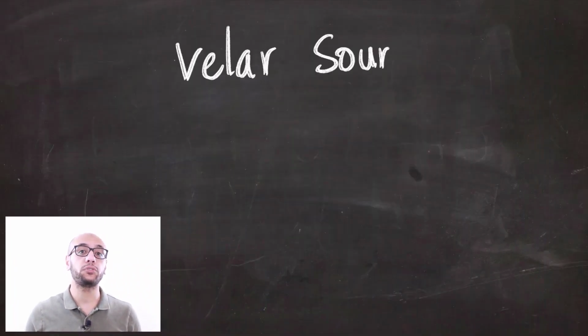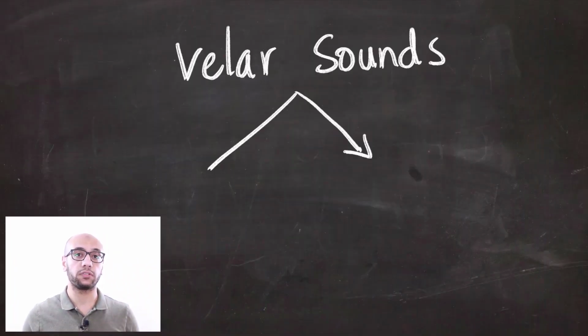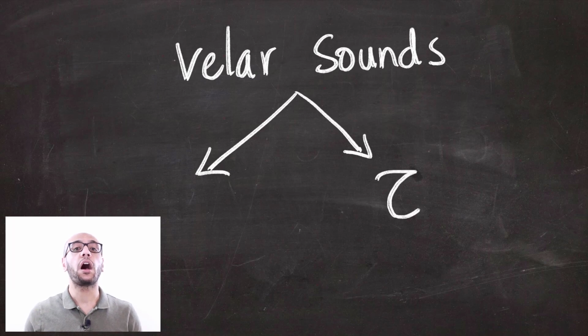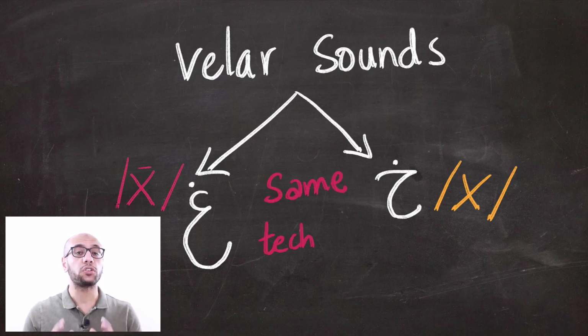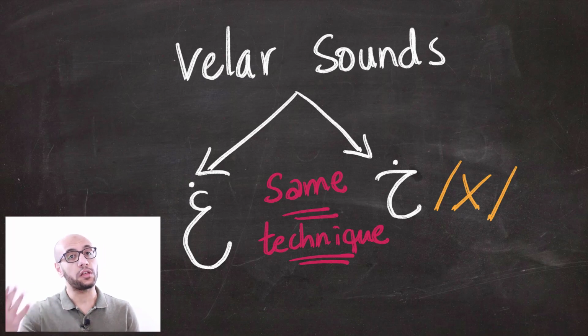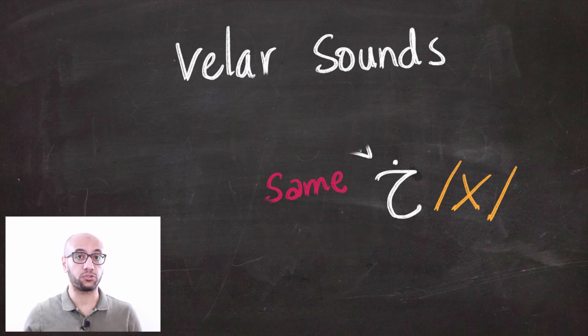Today we'll talk about two of the velar sounds. They come from the letters kha and ghain. These two letters produce the kha sound and the gha sound. And the technique we use to produce these sounds is almost identical. So if you learn one, you will know the other just by applying a very simple trick that we'll talk about at the end of the video.